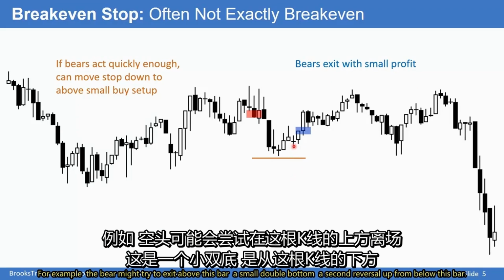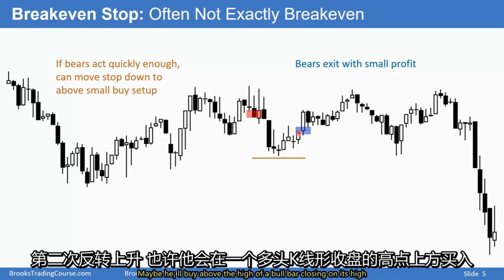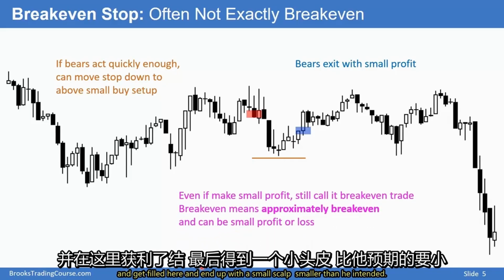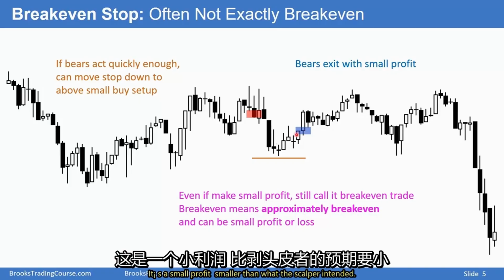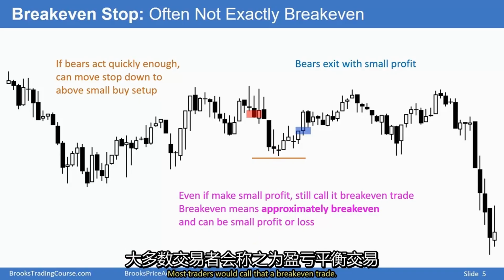For example, the bear might try to exit above this bar, a small double bottom, a second reversal up from below this bar. Maybe he'll buy above the high of a bull bar closing on its high and get filled here and end up with a small scalp, smaller than he intended. That's still basically a break-even trade. It's a small profit, smaller than what the scalper intended. Most traders would call that a break-even trade.